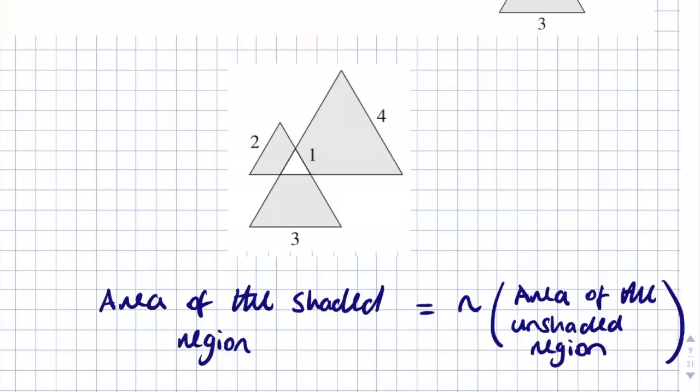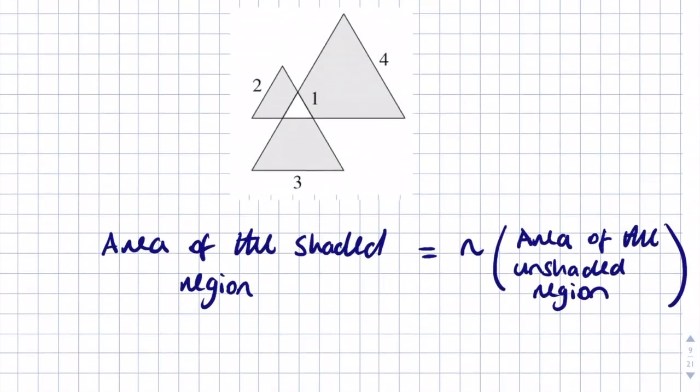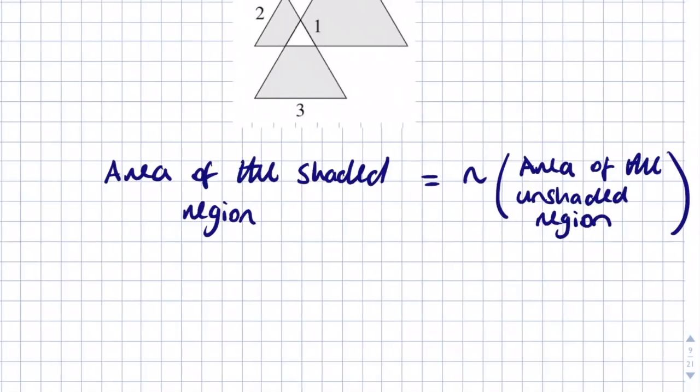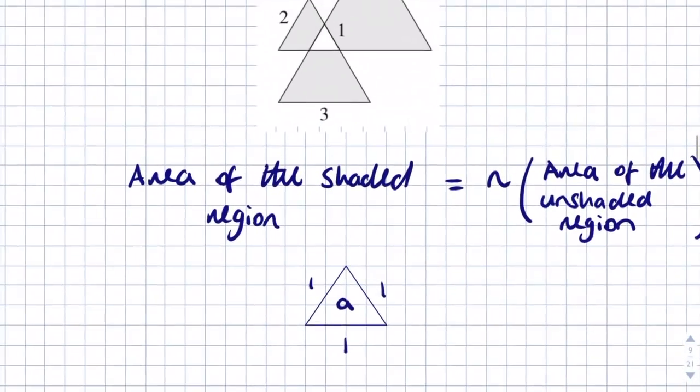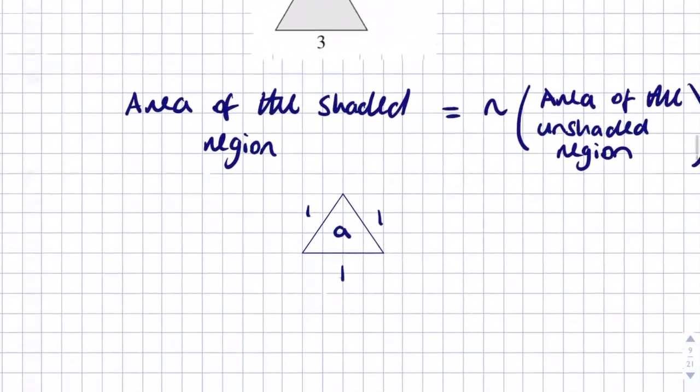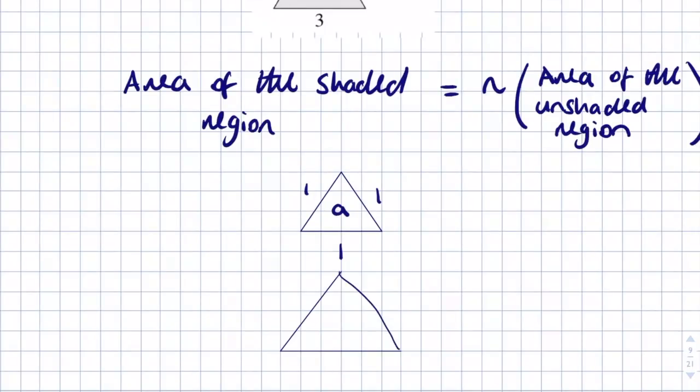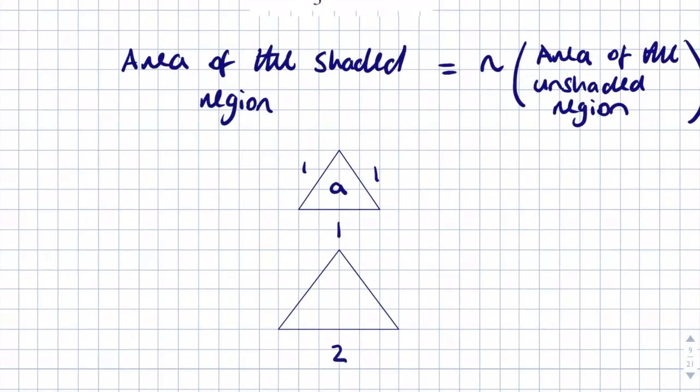The way I thought about this question is I looked at the unshaded region, which is an equilateral triangle with side lengths of 1. We don't know what its area is, so let's represent its area with the letter A. Then let's compare this triangle against the equilateral triangle with side lengths of 2. Now, what is its area going to be in terms of A?